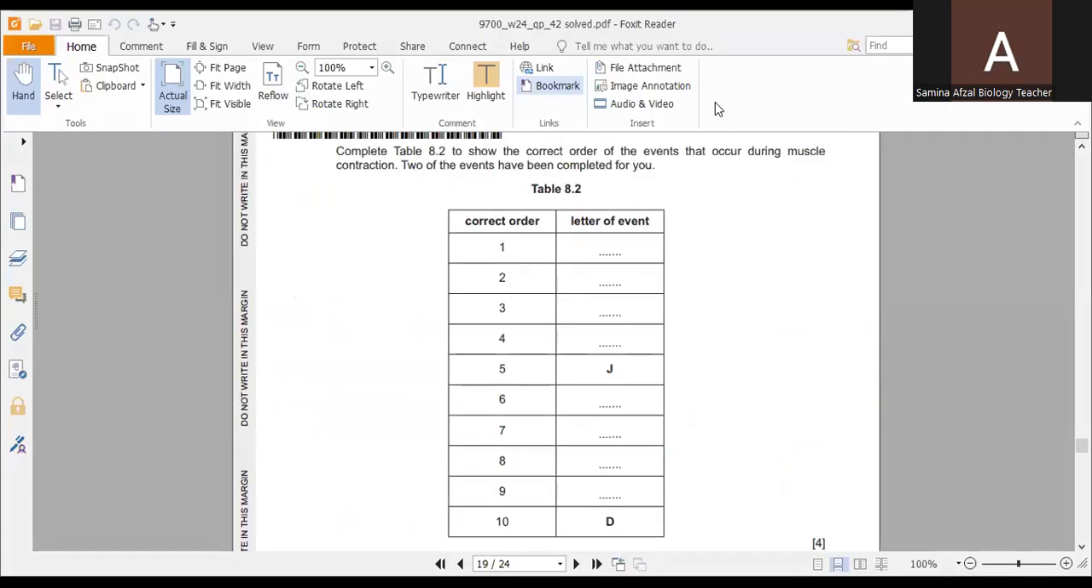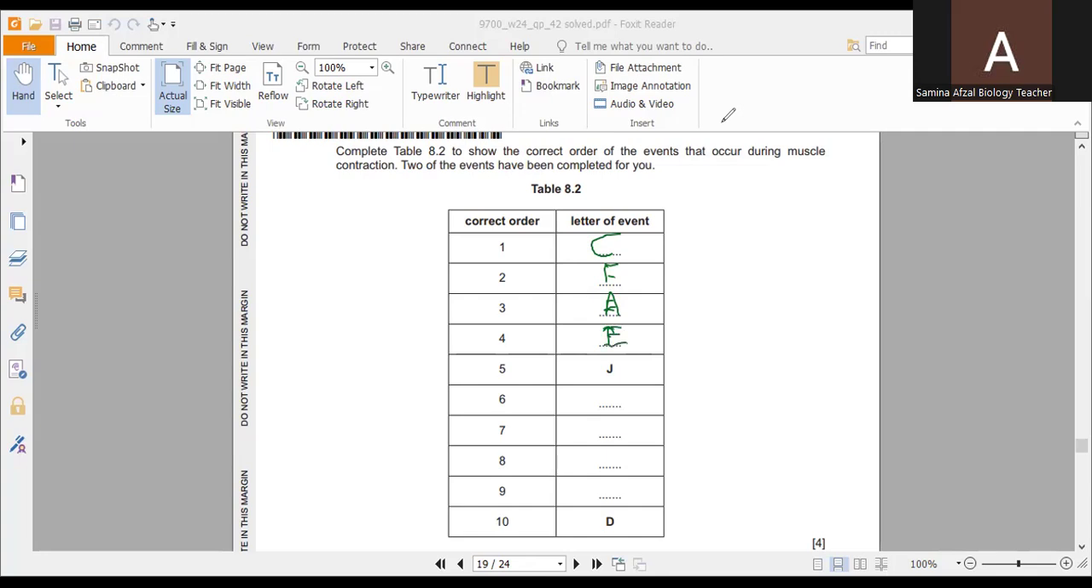After this explanation, I'm going to the question where we have to fill up the table as shown. I have explained; now I will write down. First of all, on the action potential, the sarcolemma is depolarized. After the depolarization, the T-tubules are also depolarized. After their depolarization, the calcium ions diffuse out of the sarcoplasmic reticulum, that is A, and then the calcium ions will bind to the troponin.